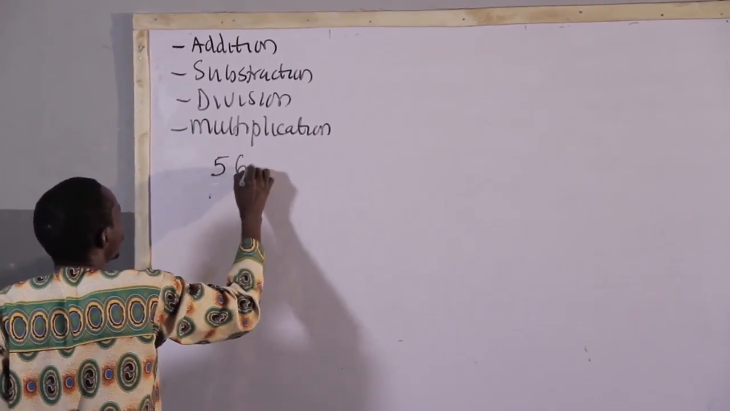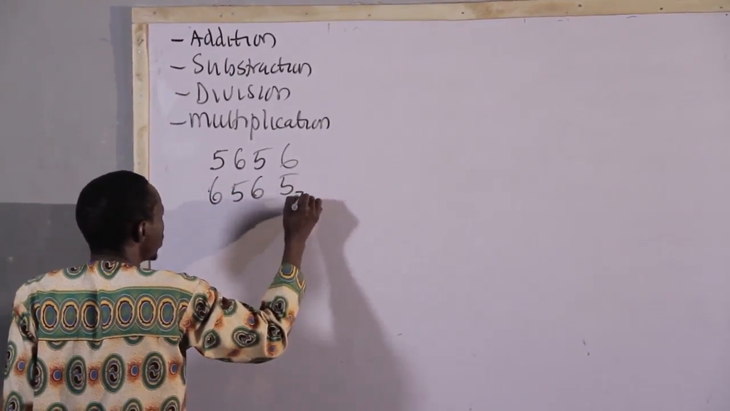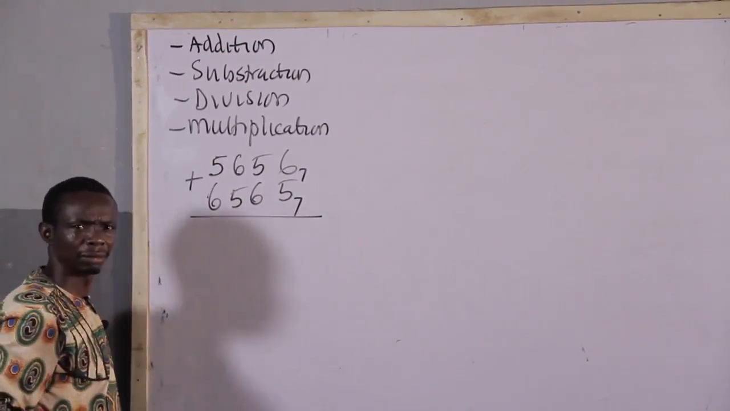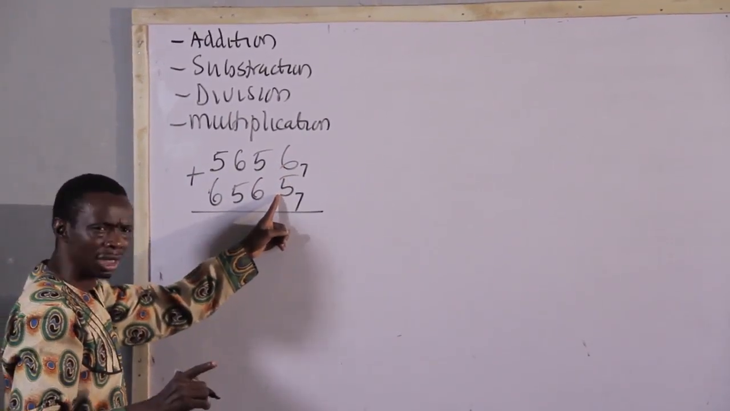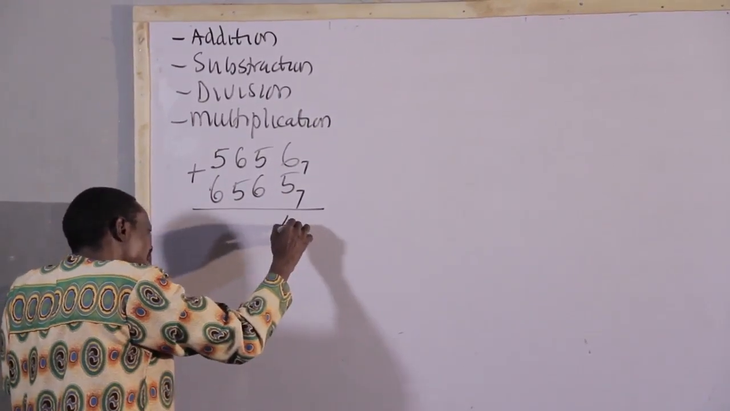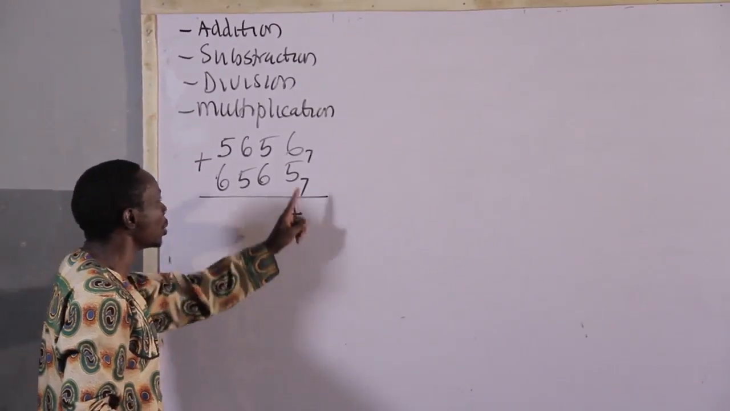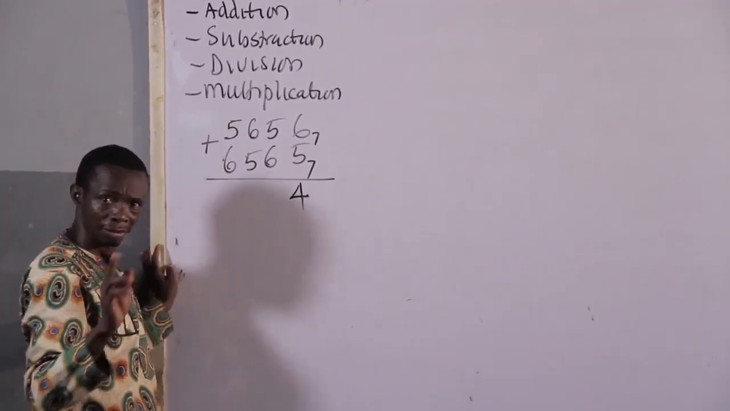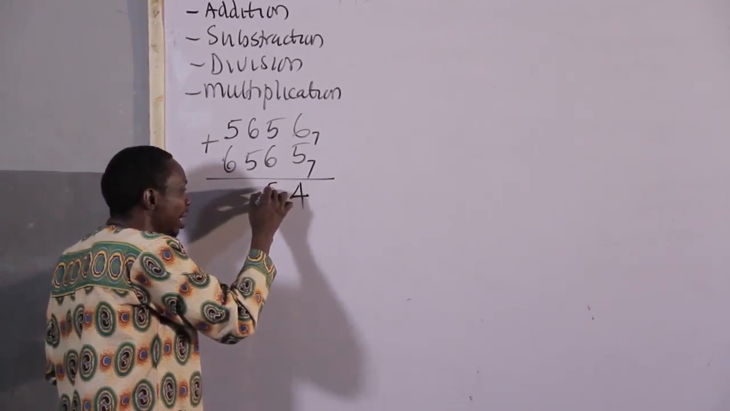I want to add 5656 to 6565 base 7. I want to do the addition in base 7. 5 plus 6 is 11. You will ask yourself, how many times can 7 go in 11? One time. I only write the remainder, 4. The number of times it can go is 1. I take it to the next level. So I carry 1. 5 plus 6 is 11, plus the one I carry, that will be 12. 7 in 12, 1, remainder 5.